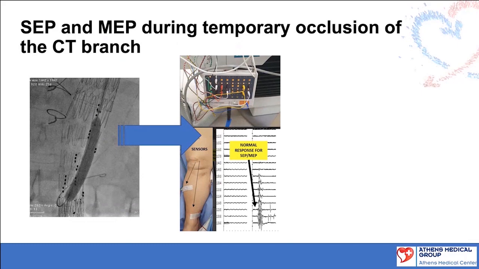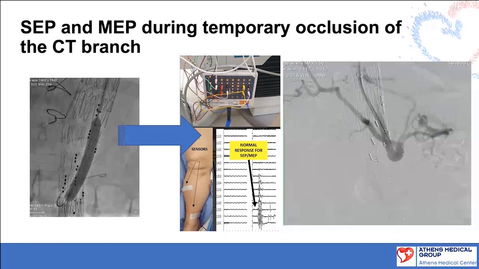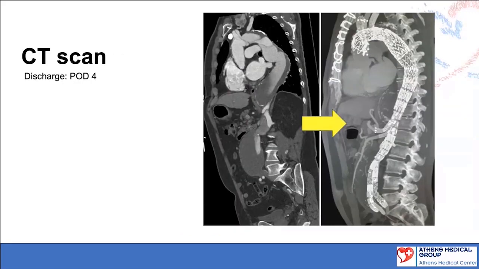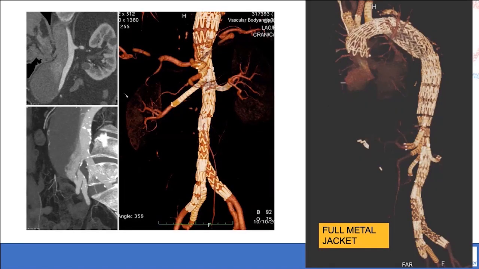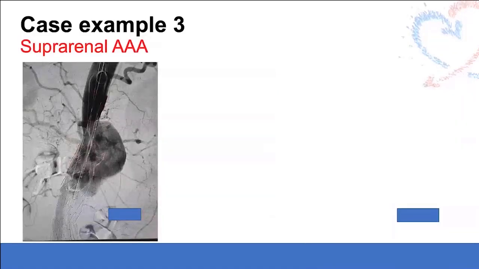And this is unique due to the enough space that we have in our hybrid room, we are using also somatosensory evoked potentials in order to be sure before the completion of the procedure, and I mean before the total exclusion of the aneurysm. We are performing evoked potentials, and in case of a normal response, we are using the final bridging stent graft. This is the CT scan on postoperative day 4 with a really amazing exclusion of the whole aneurysm after a type A dissection. Again, 3D reconstruction and the full metal jacket in this patient.